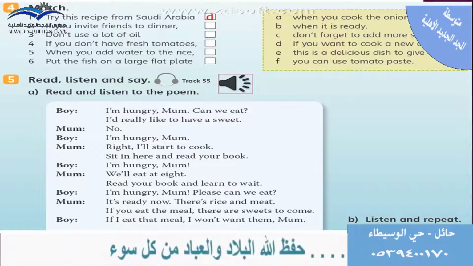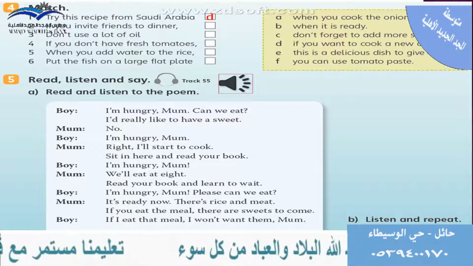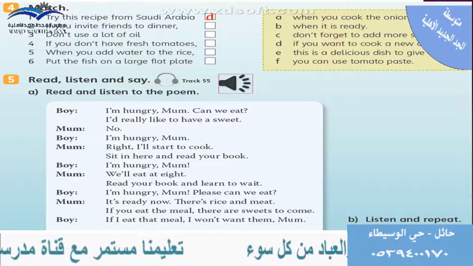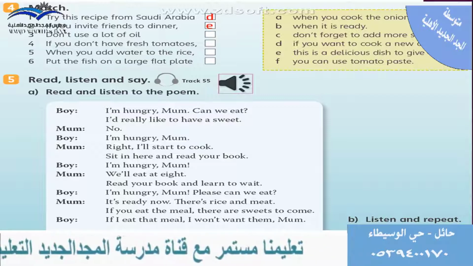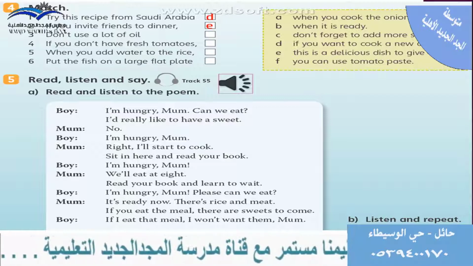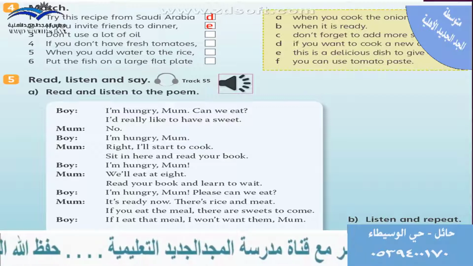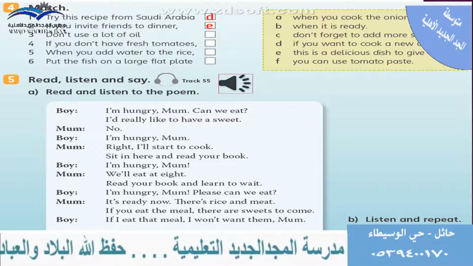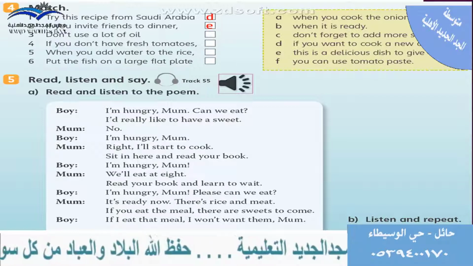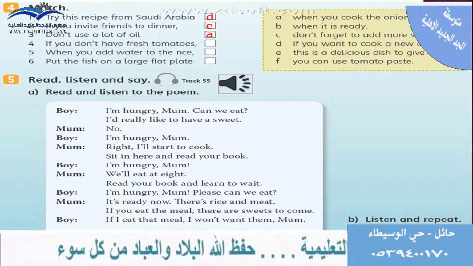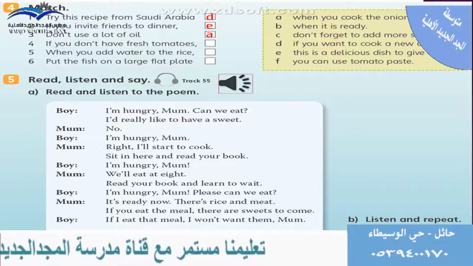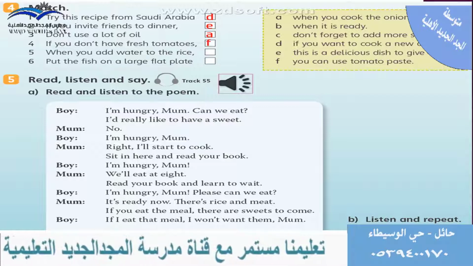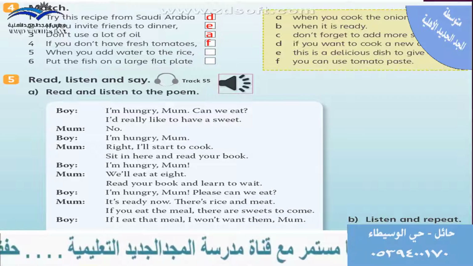If you invite friends to dinner, لو دعيت أصدقائك للعشاء, this is a delicious dish to give them. Number E: don't use a lot of oil when you cook the onions. لما بنطبخ البصل. If you don't have fresh tomatoes, you can use tomato paste. ممكن نستخدم معجون الطماطم أو صلصة الطماطم.